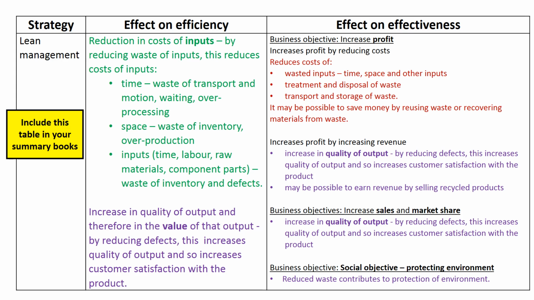All I've done in this table is to take the relevant advantages of lean management from the previous slide and relate these advantages to both efficiency and effectiveness. By keeping the colour coding, I'm hoping that you can see that you only need to learn the information once to be able to answer both a question that requires you to evaluate the advantages and disadvantages of lean management, and a question that requires you to justify lean management or the more specific strategies of Kaizen and TIMWOOD as ways of improving the efficiency and effectiveness of operations.